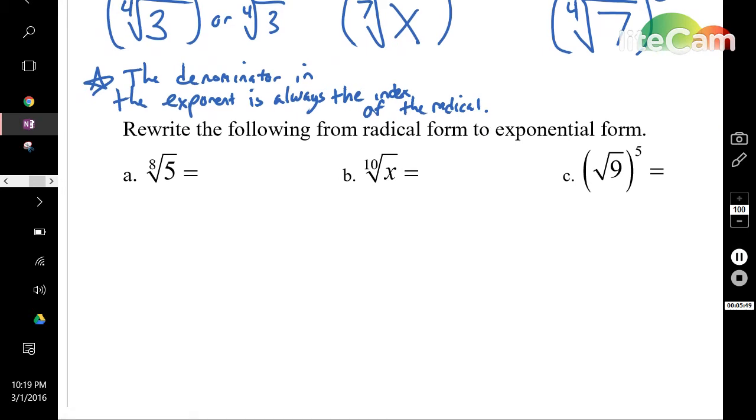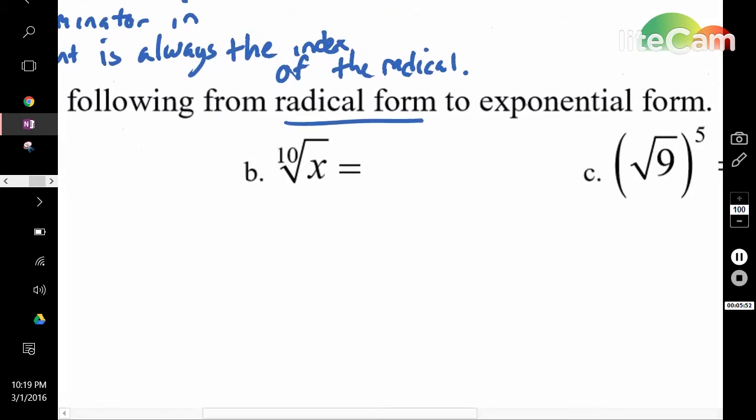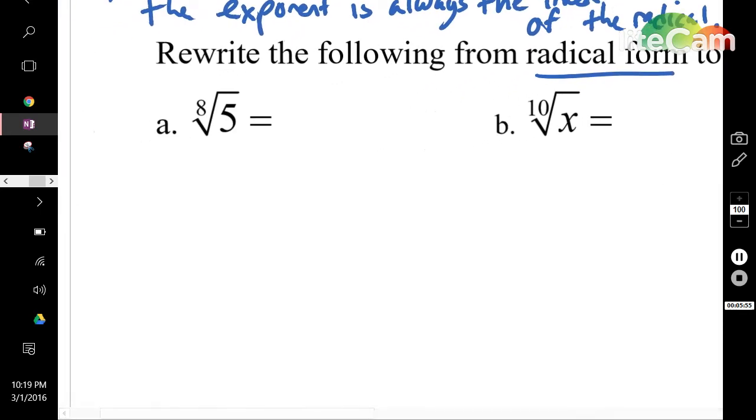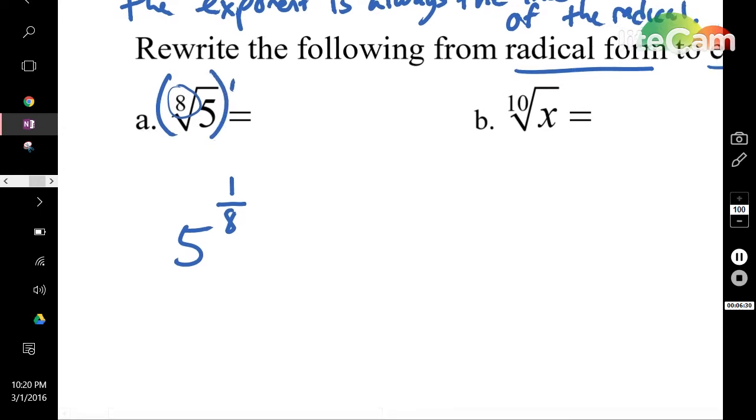Now, the second part here, you're going from radical form to exponential form. So they're going to give you a radical and ask you to write it in exponential form. First thing I want to do is rewrite the base. And then you're going to write a fraction for the power. Denominator is still the index, so the 8 is going to go on the bottom. Now, if you're looking at this first example, there's no set of parentheses around this radical, and so that means one set of parentheses wasn't needed, and that's only not needed when there's a power of 1. So they could have written it like this with the power of 1, but it's mathematically unnecessary. It means the same thing.